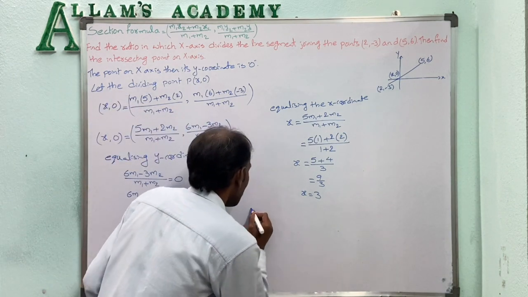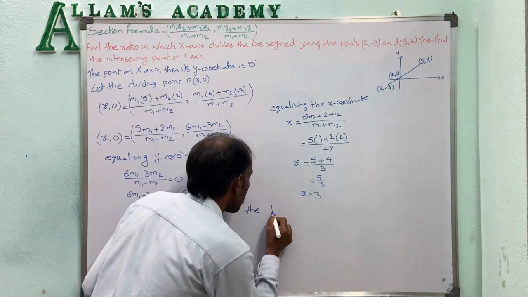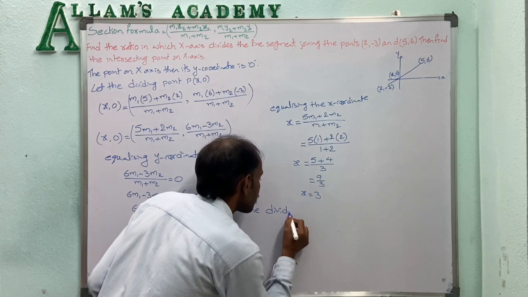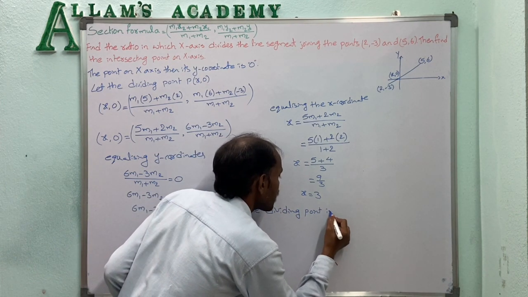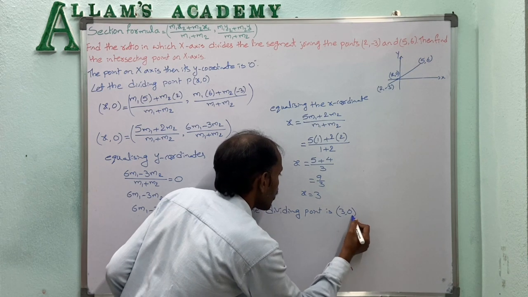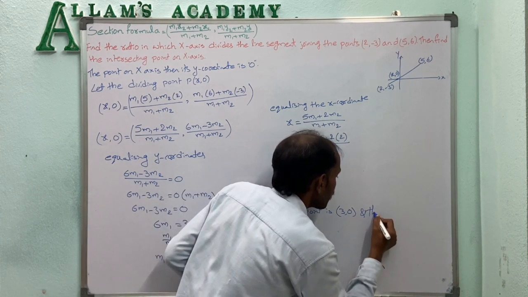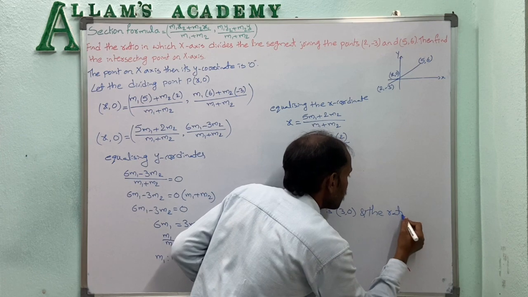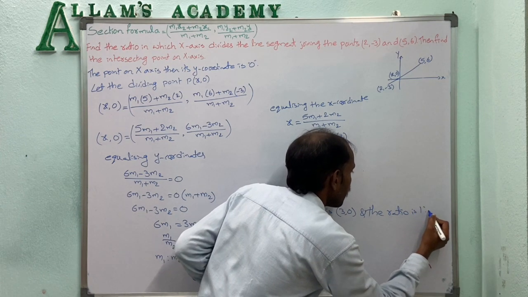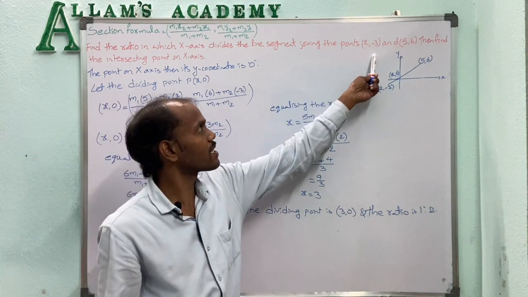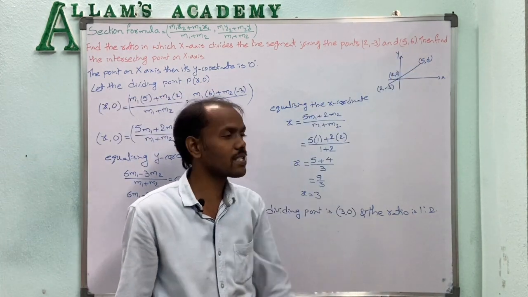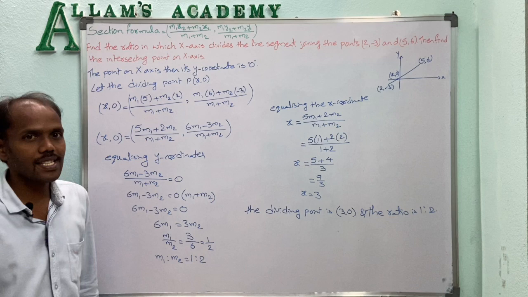So here the x value is 3. Now the dividing point is 3 comma 0, and the dividing ratio is 1 is to 2, for the points 2 comma minus 3 and 5 comma 6 on the x axis.